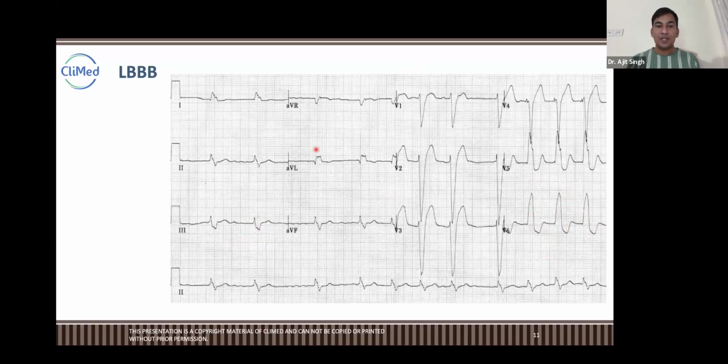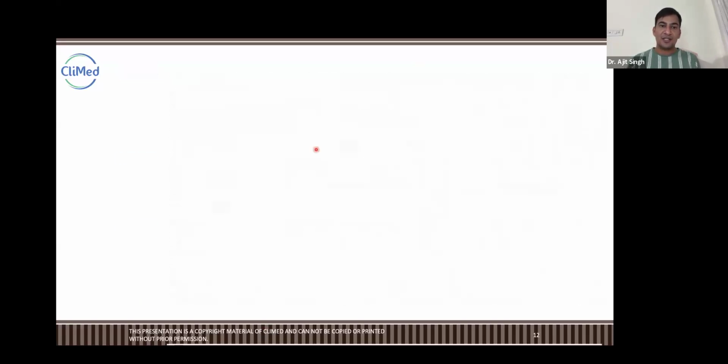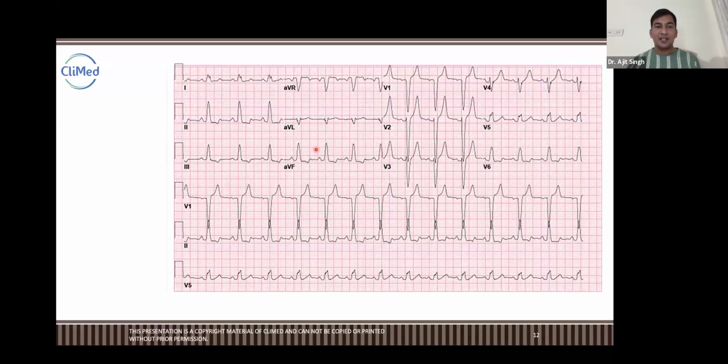Okay, some more exercises. Tell me what is this, guys? Simple, very fast. Five more minutes and then we will stop it. What is this? Tell me. Tell me fast. LBBB, LBBB, very nice. Fantastic. Amazing. Now you guys really understood it.